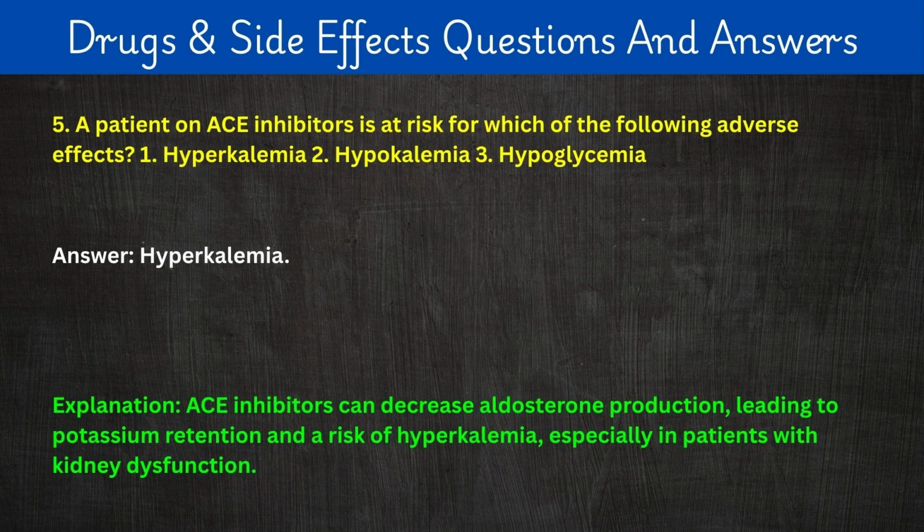5. A patient on ACE inhibitors is at risk for which of the following adverse effects? 1. Hyperkalemia. 2. Hypokalemia. 3. Hypoglycemia. Answer: hyperkalemia. Explanation: ACE inhibitors can decrease aldosterone production, leading to potassium retention and a risk of hyperkalemia, especially in patients with kidney dysfunction.